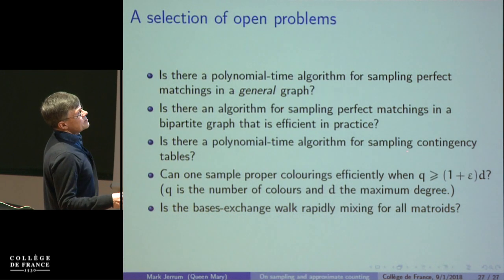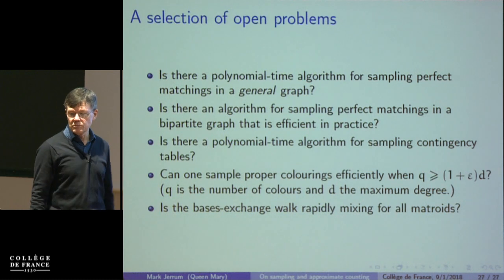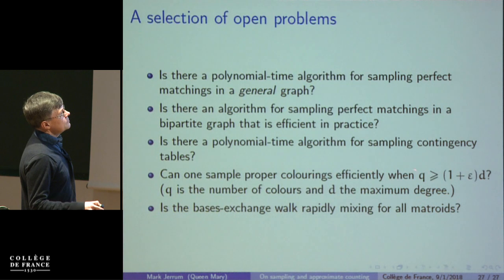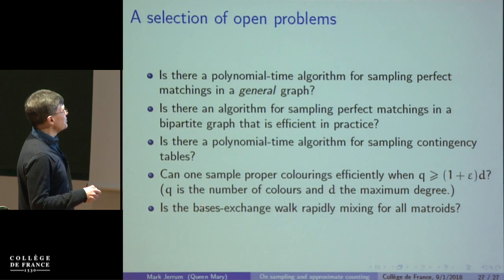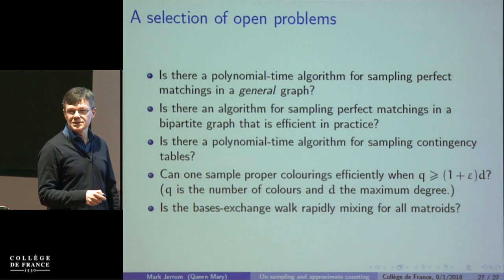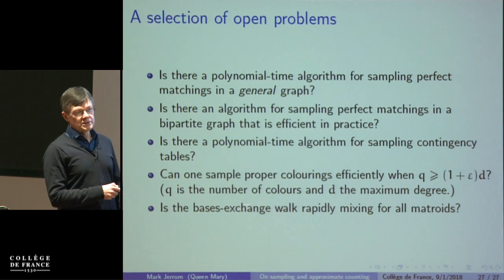Contingency tables, that's something that the statisticians would like. So these are matrices where you know the row and column sums and you want to sample one at random. Colorings, yeah, and this is a little bit exotic, so probably only a couple of people in the audience know what I'm talking about there. But anyway, it's a nice problem. This is just a sample of what's out there.